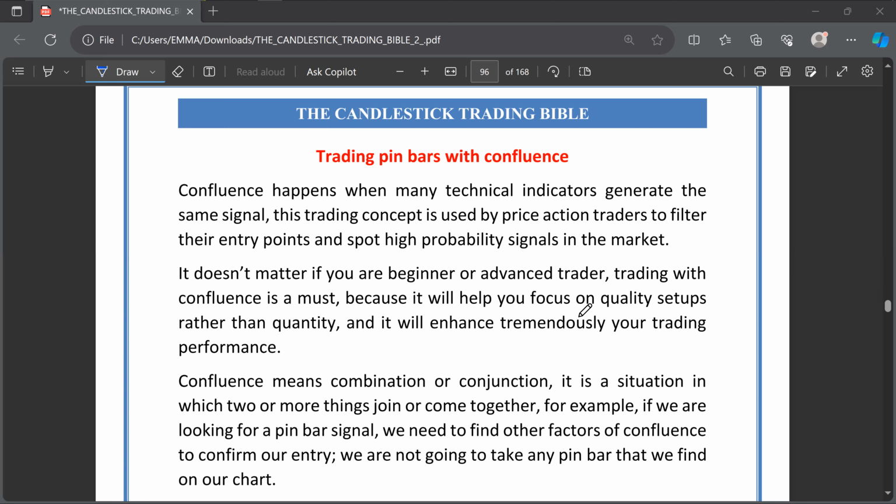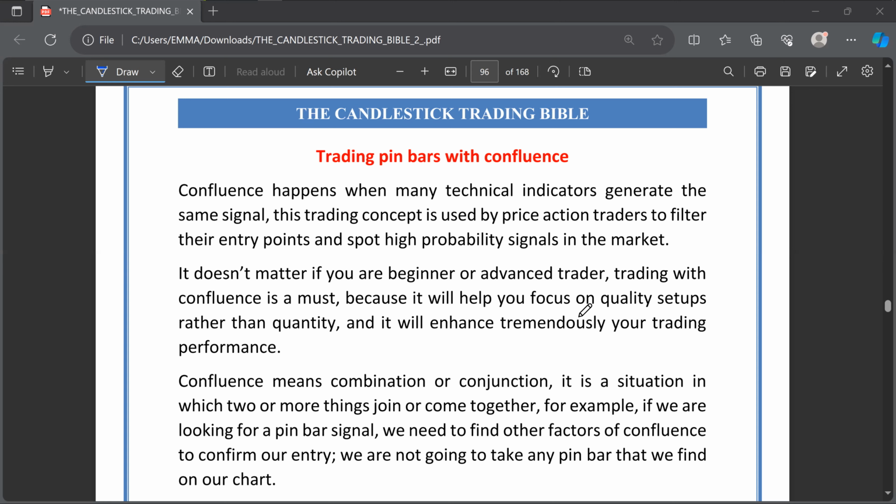So we are going to continue with trading pin bars with confluence. Confluence means a number of factors to actually give you the conviction that you can finally decide to trade by buying or selling the market. Now, confluence happens when many technical indicators generate the same signal. This trading concept is used by price action traders to filter their entry points and spot high probability signals in the market. So you look at a number of factors, and when they are in line, then you decide what you want to do.